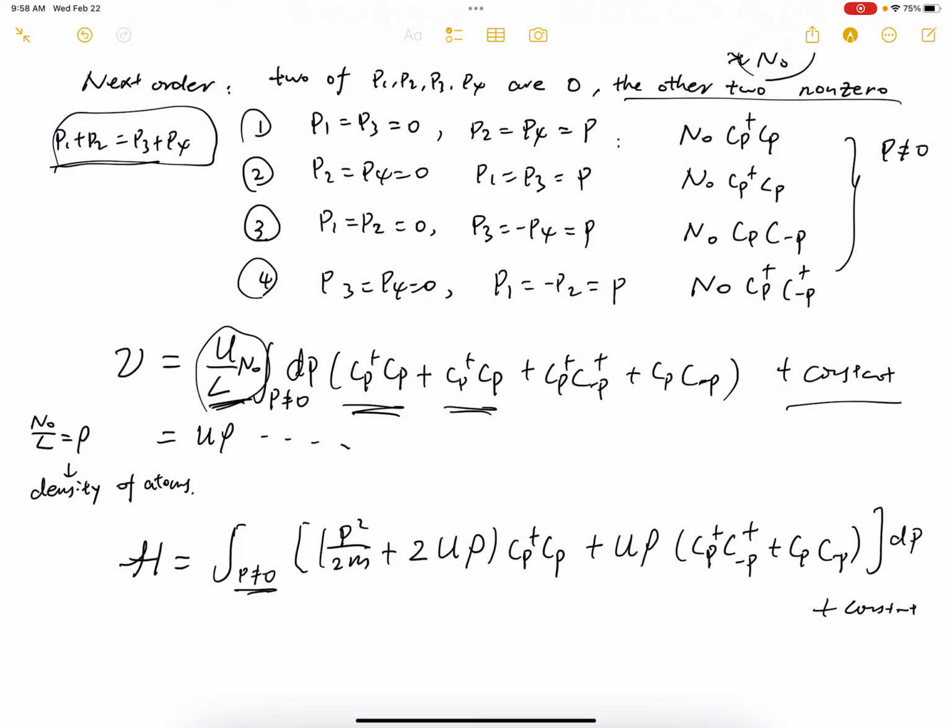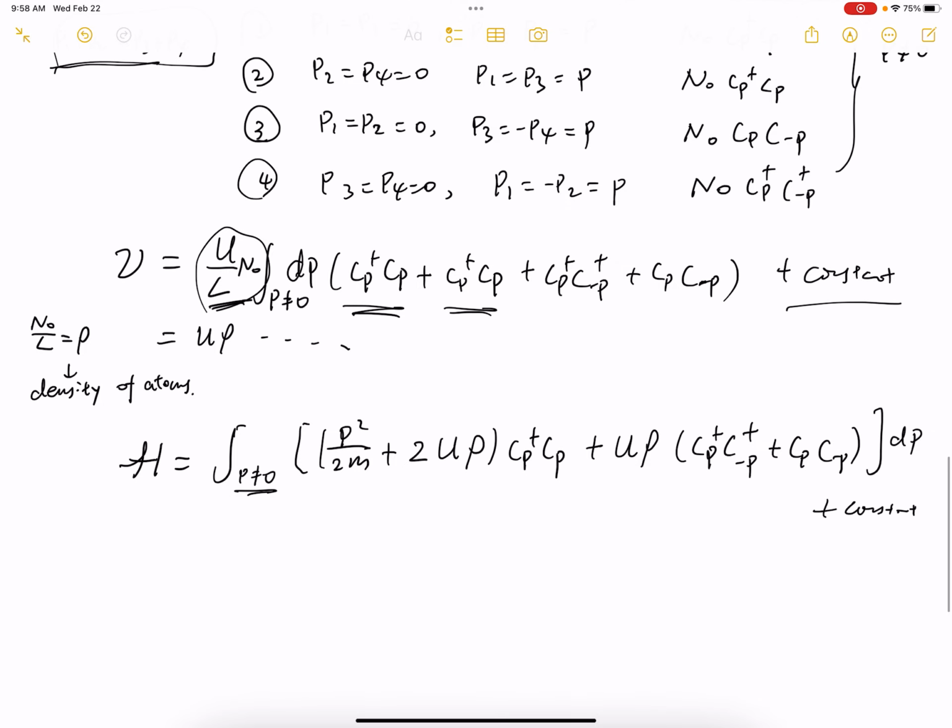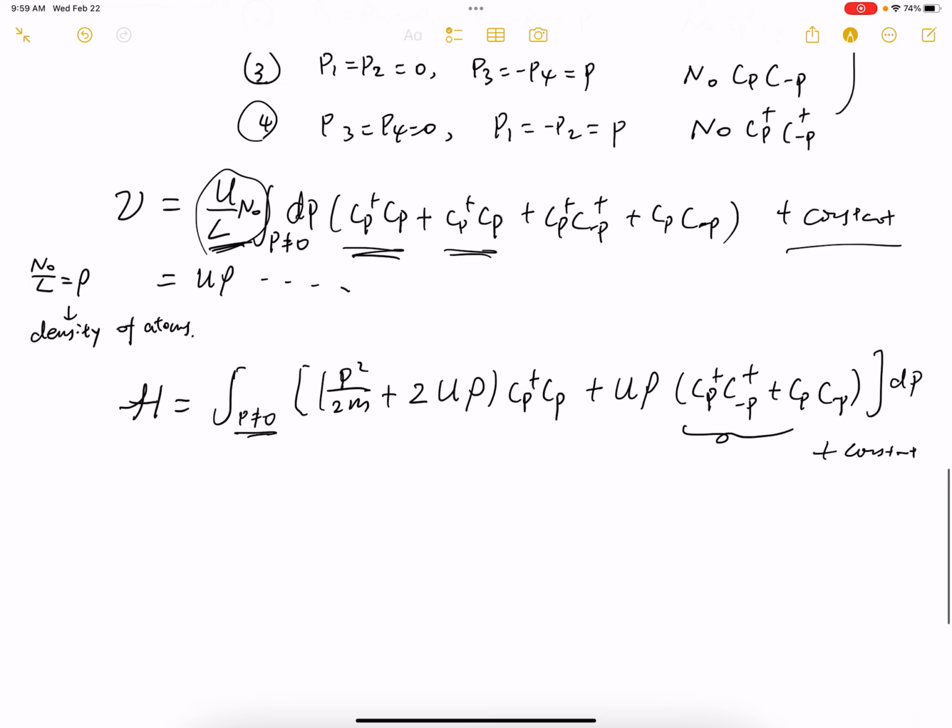Right, so also notice that this integration is over P not equal to 0. For the kinetic energy, it doesn't really matter. If P is equal to 0, that term is 0. So we can totally exclude that term in the original integral. So this is a simplified Hamiltonian after this Bogoliubov approximation. So we can see that now this Hamiltonian in the second quantization form is again quadratic in terms of the creation and annihilation operators. The only thing is we have these pair creation and pair annihilation terms. So these are the pair creation and annihilation terms.